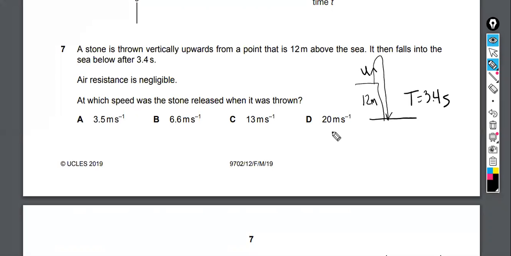We could use the equation s = ut + 1/2 at², because we know the net change in position. It had a net change in position of 12. Even though it went up and fell back down, it still has a net change in position of 12 because it started here. And we know the time, thankfully.